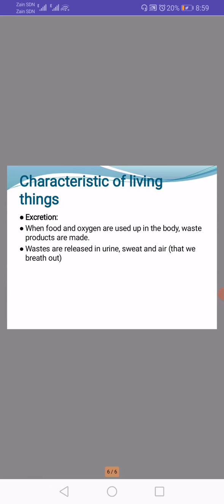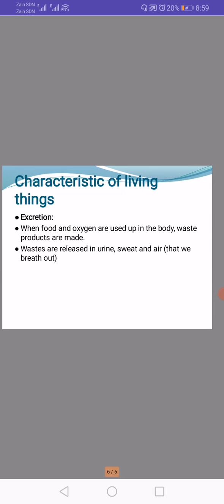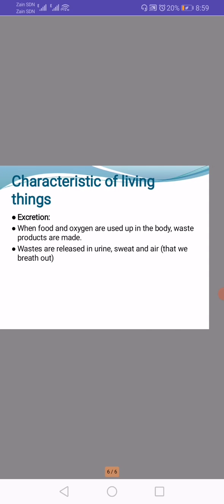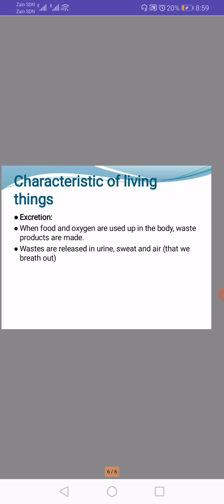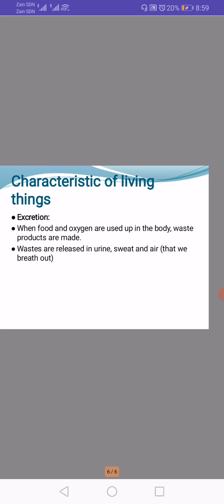The last and seventh characteristic of living things is excretion. When food and oxygen are used up in the body, waste products are made. So the body releases the waste in different ways, either in the form of urine, sweat, and air. Air means carbon dioxide when breathing out.